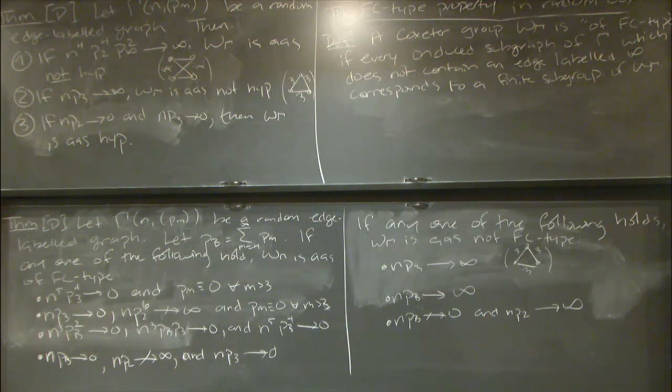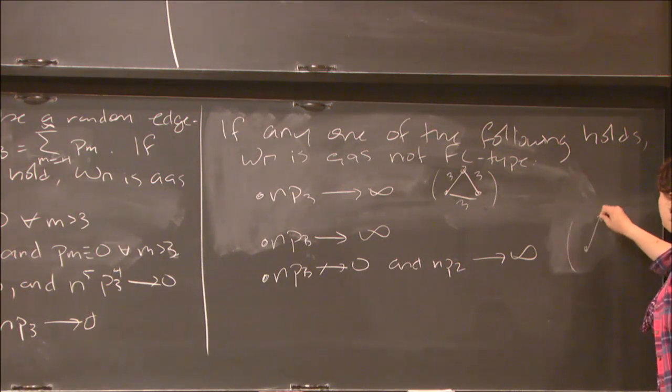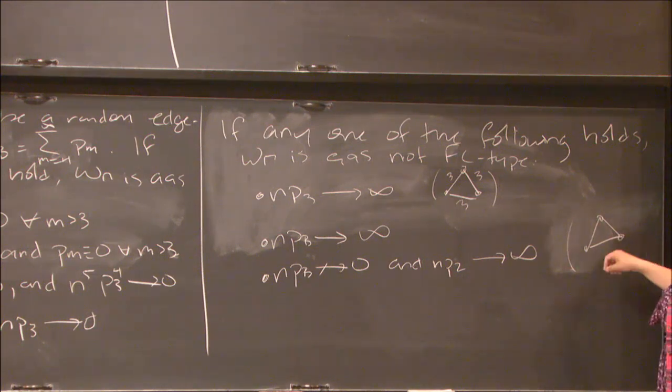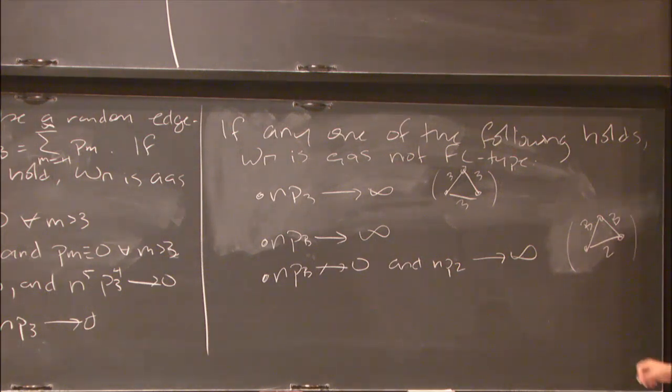In this case, what are you going to get? You're going to get a triangle with two big labels, and, wait, is that right? Yeah, two big labels and then an edge label 2. So this part's maybe not super thrilling.